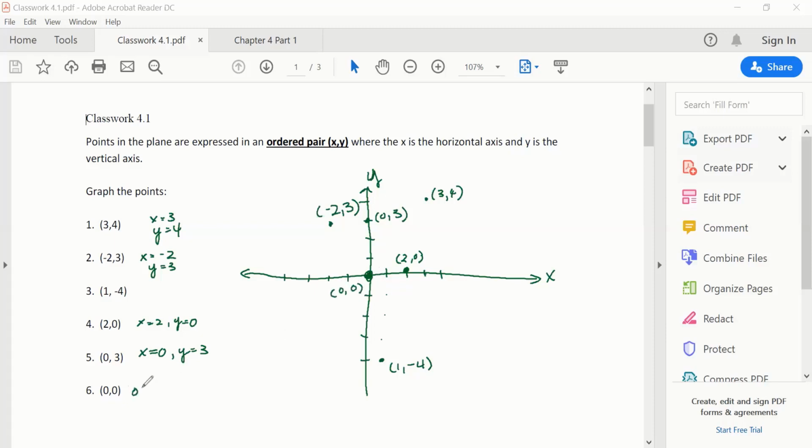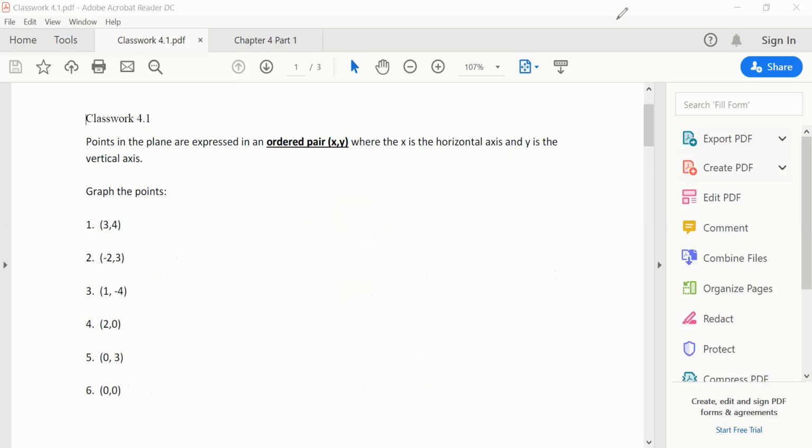And this point is often called the origin because it's from where the graph starts. It's the origin of all the points. Any questions on that? Hopefully that's review for most of you. Okay, let's go to the second question.